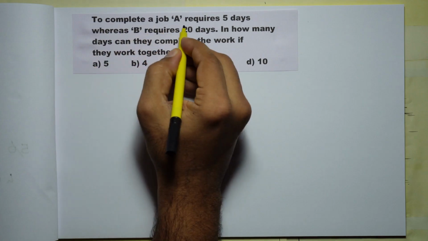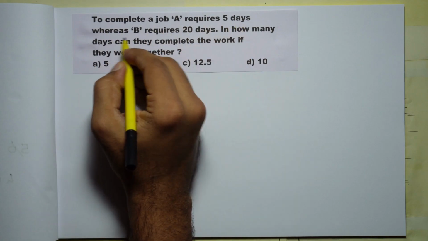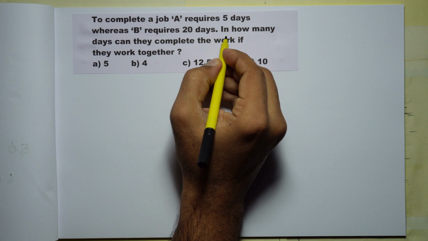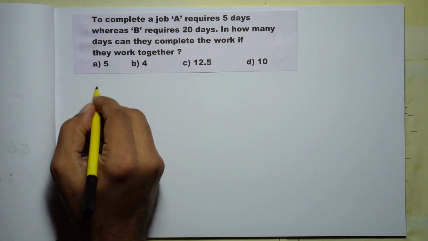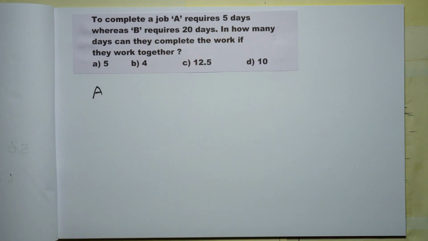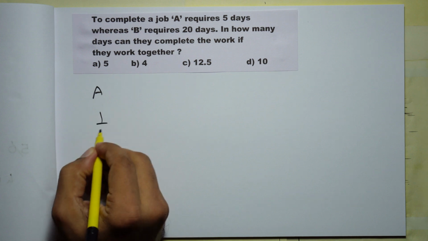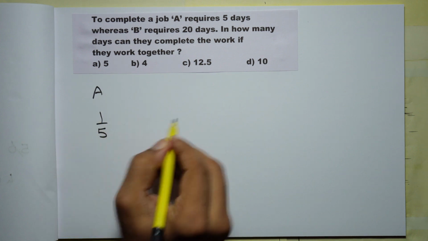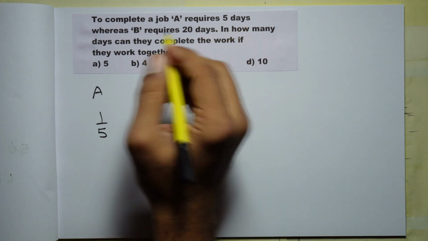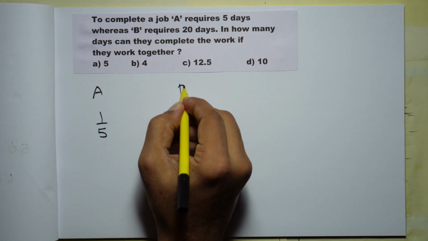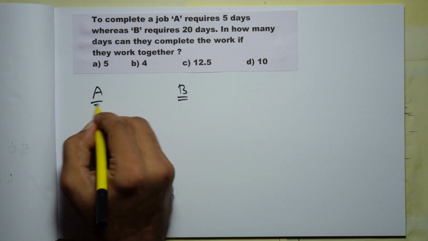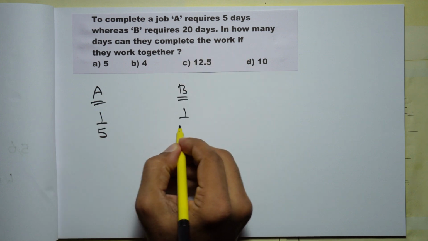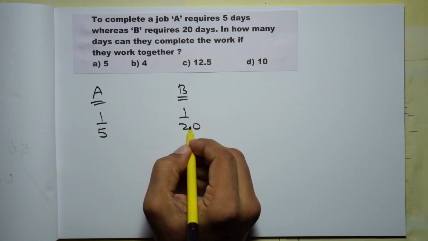To complete a job, A requires 5 days, whereas B requires 20 days. So if you look at A and B, A requires 5 days, which means that every day A will do 1/5 of the job. Like that, he will complete the whole job in 5 days. Whereas B requires 20 days. B can do the whole job in 20 days, or every day B will do 1/20th of the work.